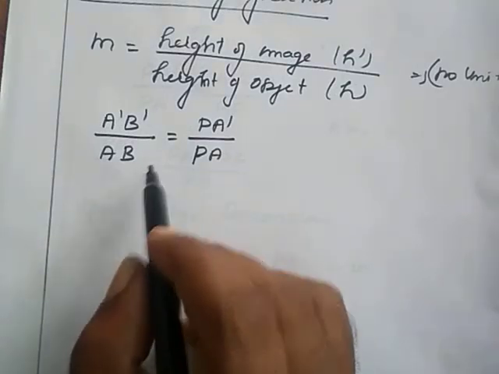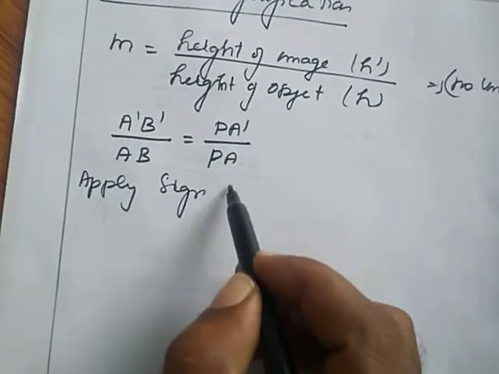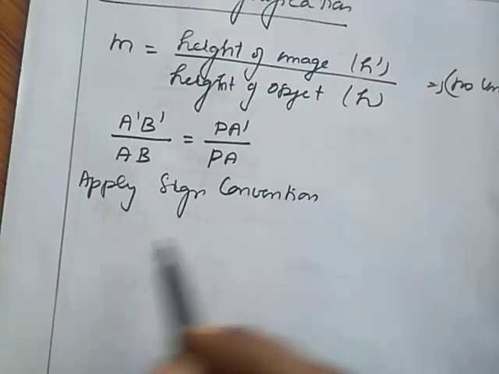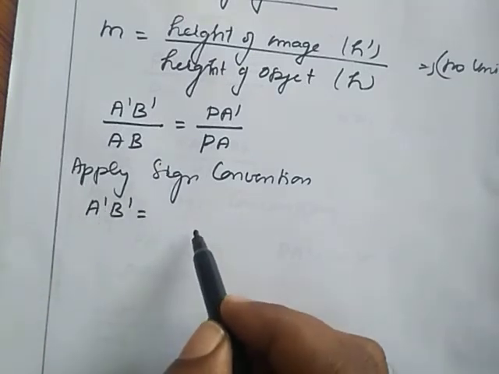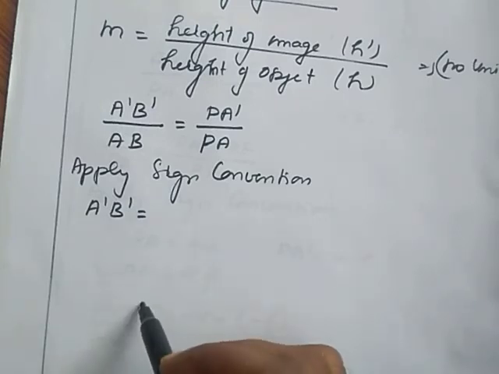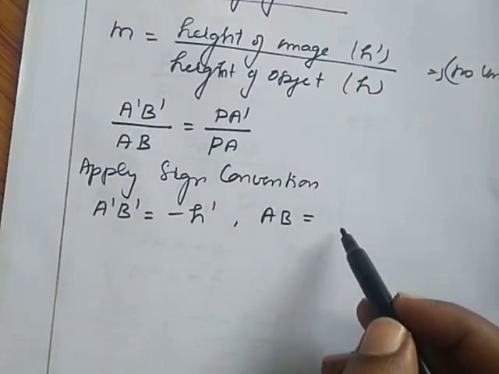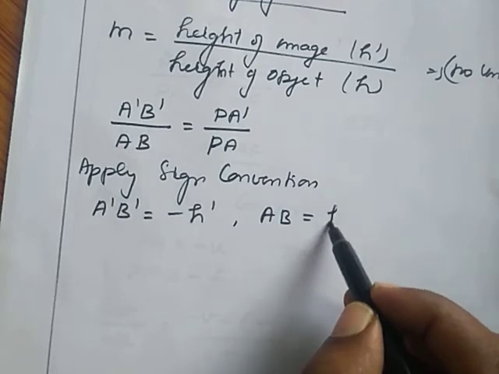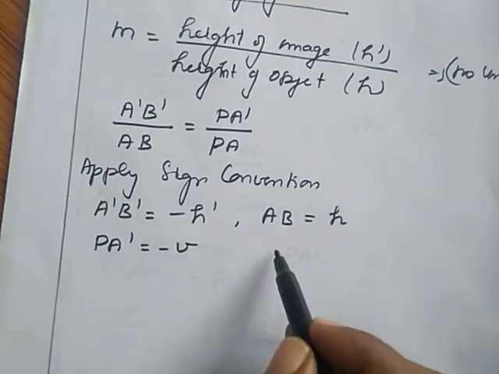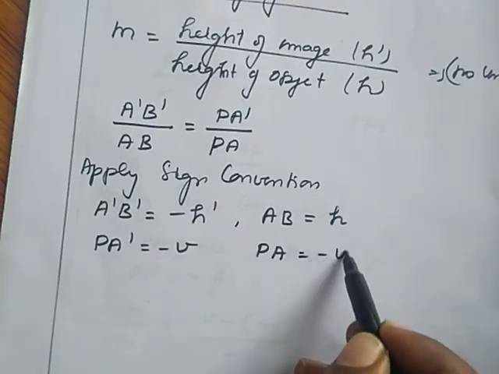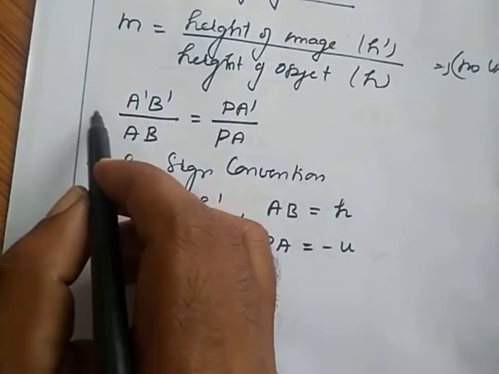For that equation I am applying the sign convention. A dash b dash is the height perpendicular to the principal axis downward, so we can write this as minus h dash. Then ab is the height perpendicular to the principal axis upward, so we write plus h. Then p a dash is the image distance, that is minus v. Pa is the object distance, minus u, because both are on the negative x-axis. Substitute in the above expression, that is equal to m.